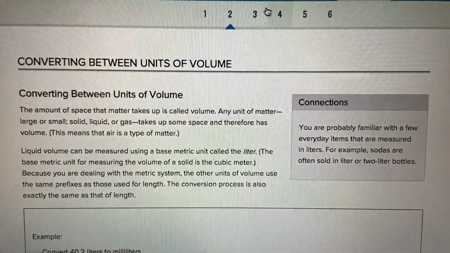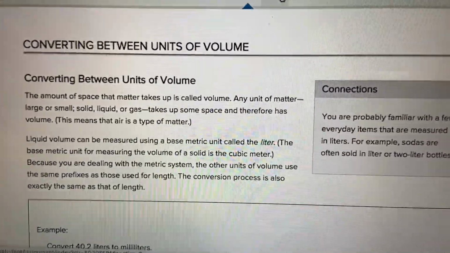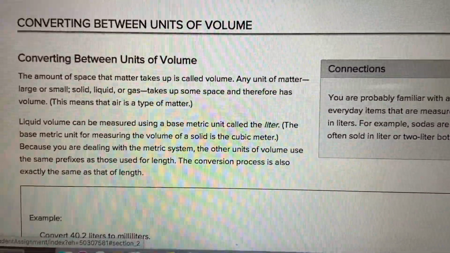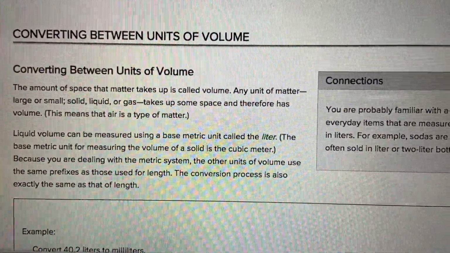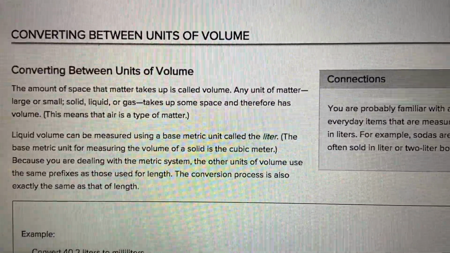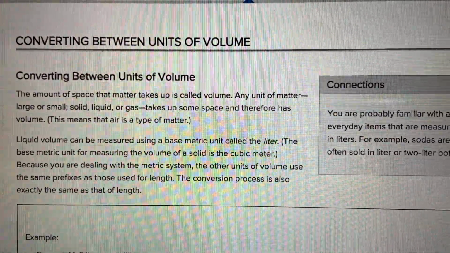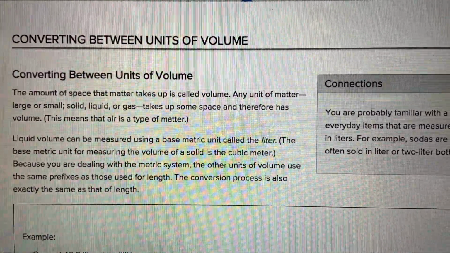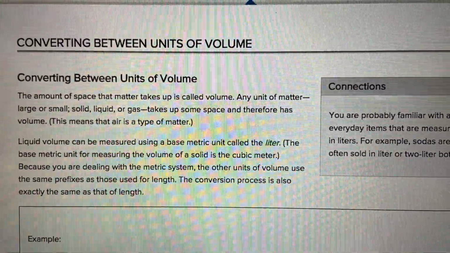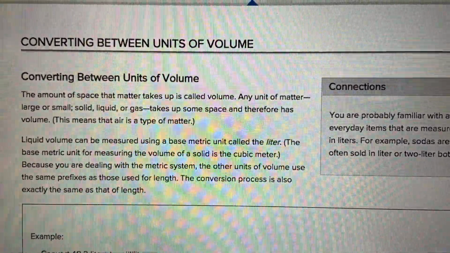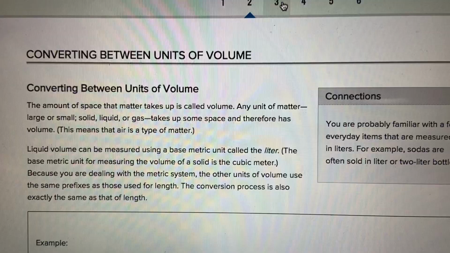Okay, so converting between units of volume. The amount of space that matter takes up is called volume. Any unit of matter, large or small, solid, liquid, or gas, takes up some space and therefore has a volume. This means that air is a type of matter.